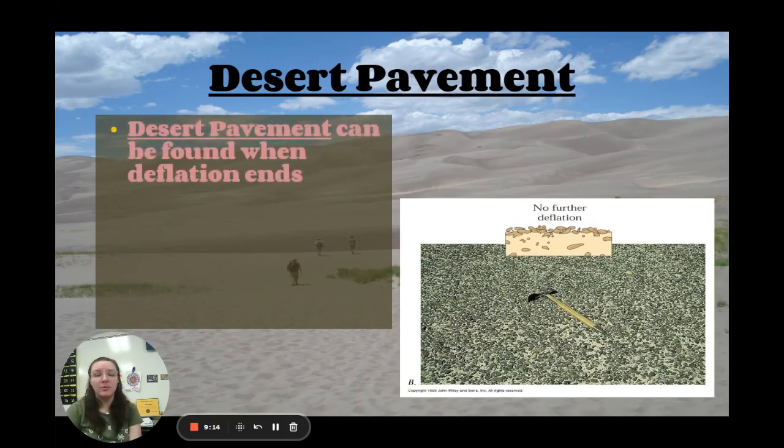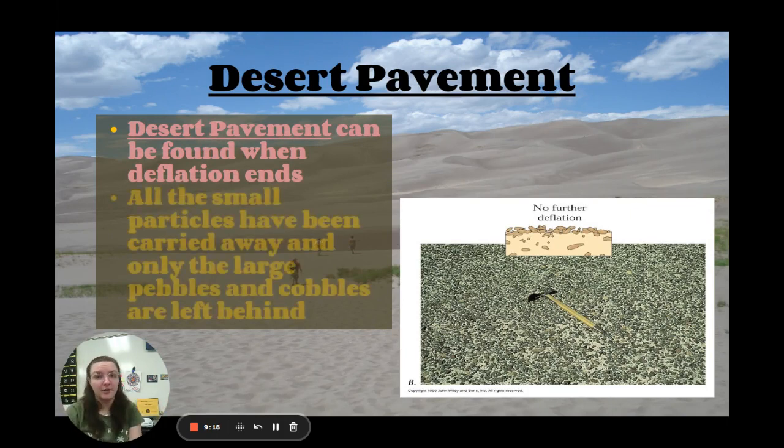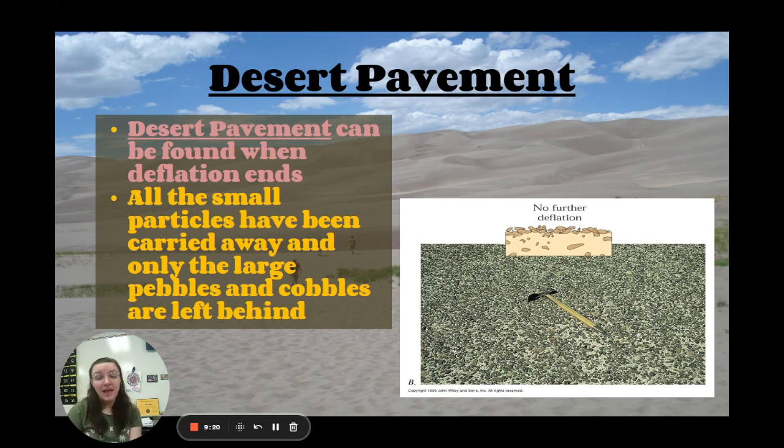We get to a point where deflation has ended. All of the light stuff has been carried away. And so all that's left are the pebbles or the cobbles, the larger chunks of sediments that have sunk now to the ground, and the desert is essentially covered in pebbles.